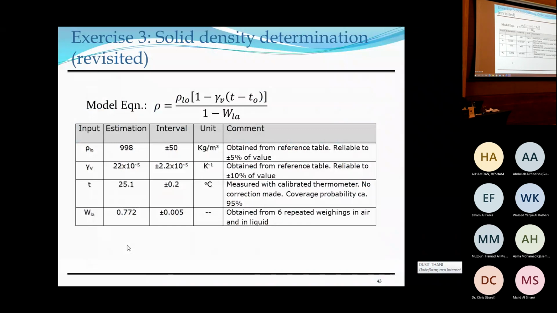So this was the example. We wanted to determine the density of a solid. This density is rho. And we want to do this by measuring its buoyancy.